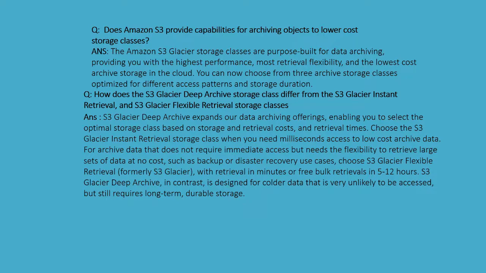For archival data that does not require immediate access but needs the flexibility to retrieve large sets of data at no cost, such as backup and disaster recovery use cases, choose S3 Glacier Flexible Retrieval, formerly S3 Glacier, with retrieval in minutes or free bulk retrieval in 5 to 12 hours. S3 Glacier Deep Archive, in contrast, is designed for colder data that is seldom accessed, but still requires long-term durable storage.